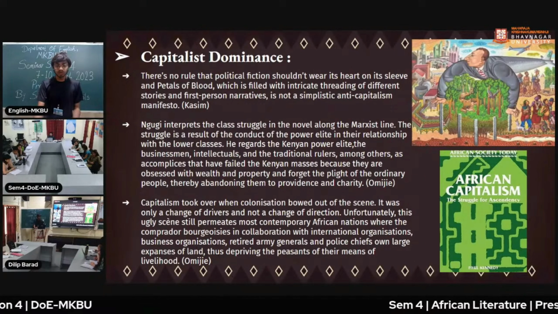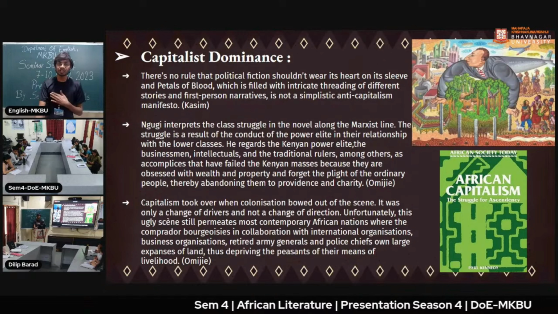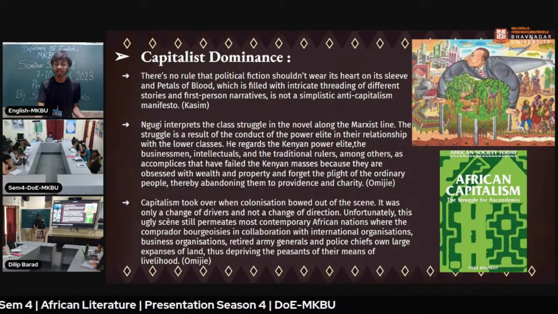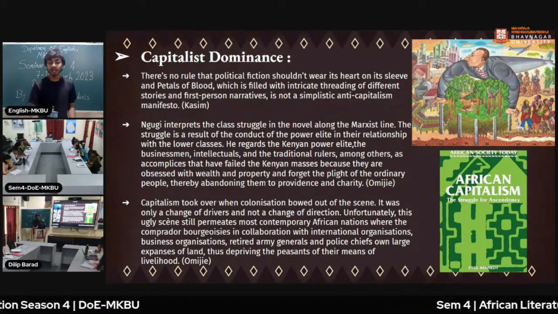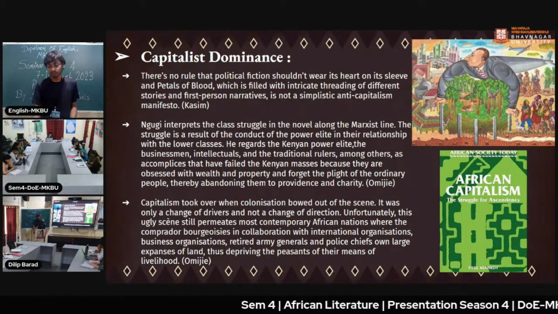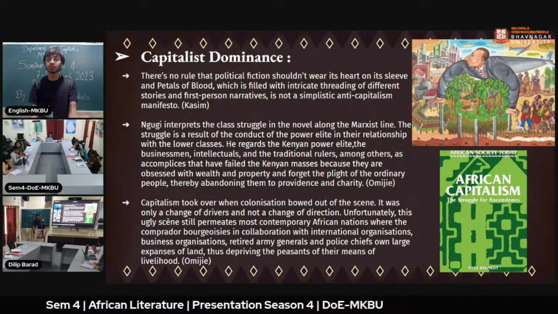The struggle is a result of the conduct of the power elite in their relationship with the lower classes. So how the struggle is happening is that between these classes, there is a clash between elite and lower classes after the colonizers, the British, left. There is also a good book by Paul Kennedy, African Capitalism, that you can refer to. So this is how capital was taking a curb over the people, especially over the poor class.